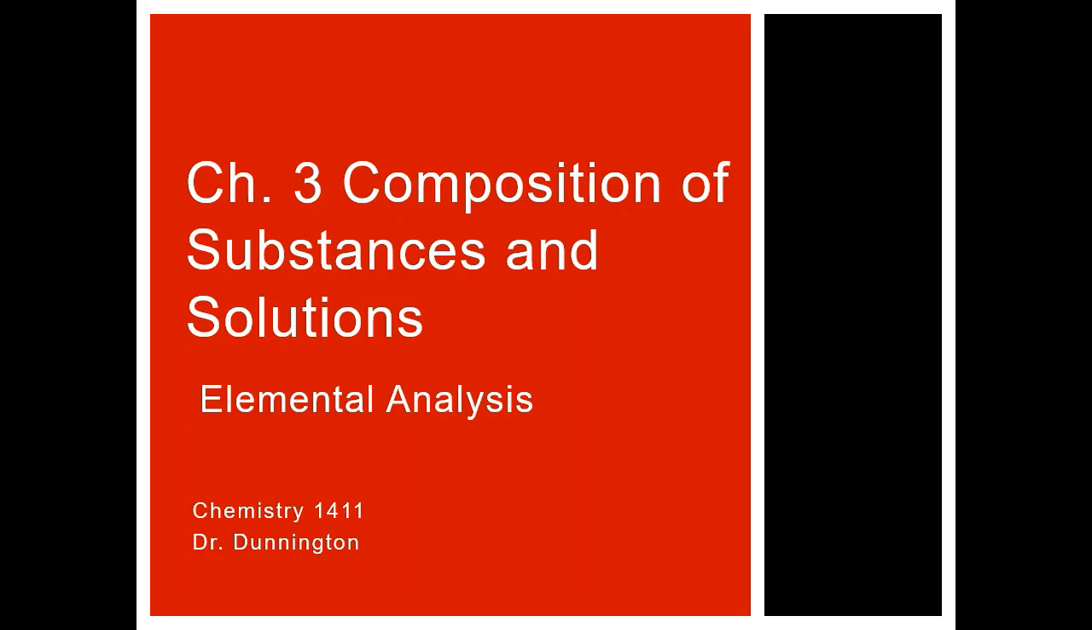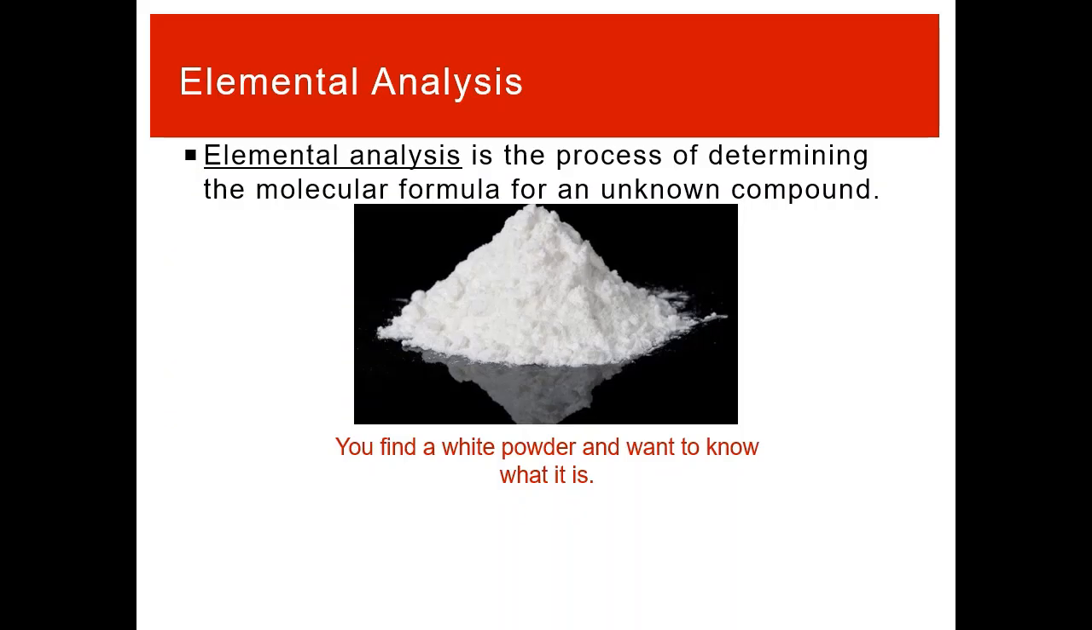All these ideas of molar mass and percent composition, we want to put it all together in what's called elemental analysis. Elemental analysis is the process of determining the molecular formula for an unknown compound. For example, you find a white powder and you want to know what it is. You have no idea. Compounds don't come with signs saying this is my molecular formula. You need to know what it is.